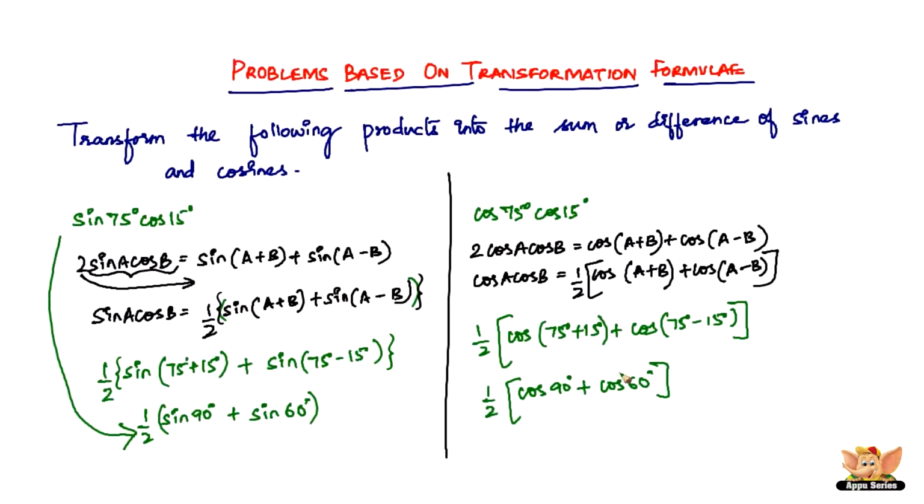But I'm sure you have got the gist of what the transformation formula is all about. It is a formula that transforms products of trigonometric expressions into the sums or differences of sines and cosines. So that's what it is.